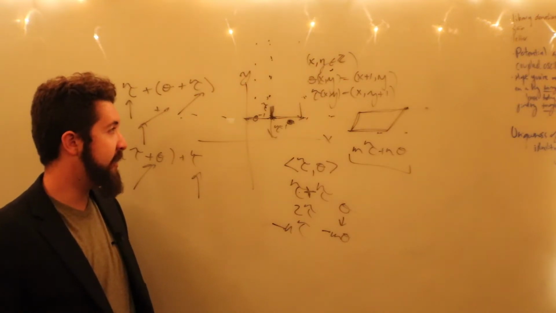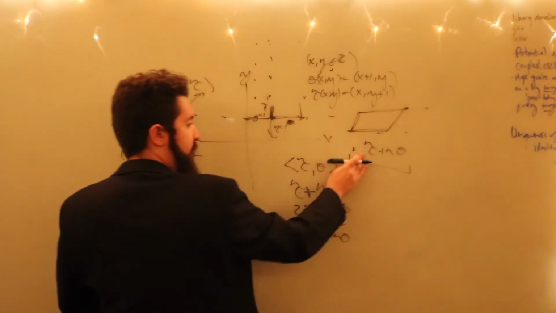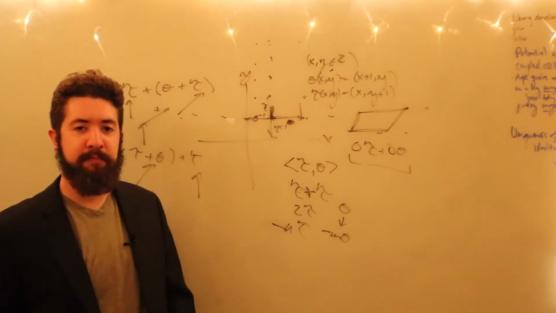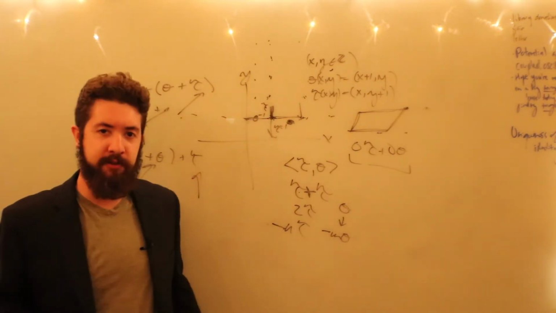Likewise, you have an identity, which is just not translating at all. It's going to be 0 tau plus 0 sigma. And inverses, of course, we have moving in the opposite direction.